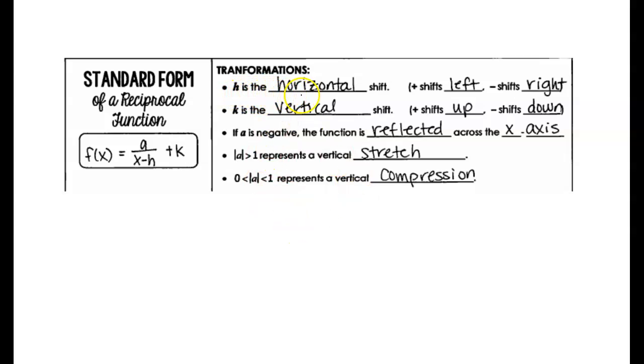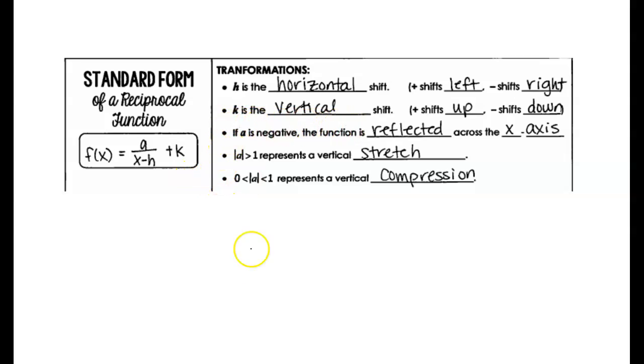H is going to be the horizontal shift in the graph, and if it's positive, it's going to shift the graph to the left. If it's negative, it's going to shift the graph to the right. So we have that same thing happening with our h value. Whenever we're adding or subtracting to the x value, it does the opposite of what we would think. So our positive values make it go to the left, negative go to the right.